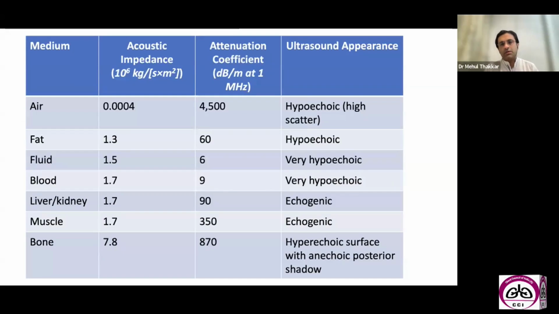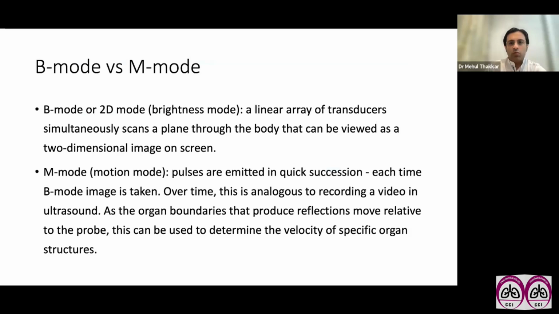This is just basics of ultrasound for all of us to remember that air is hyperechoic, so it's a high scatter. Fluid, blood will have a very hypoechoic structure. Blood may have some shadows, but a clear fluid will look purely hypoechoic. Bone and muscles and solid organs are going to be echogenic. One more basic thing before we go ahead is B mode versus M mode. B mode is called brightness mode, and M mode is basically pulses emitted in quick succession. So it's more like a video recording in M mode.